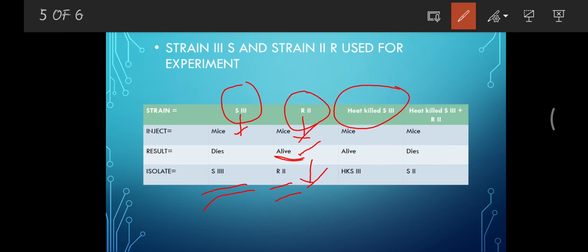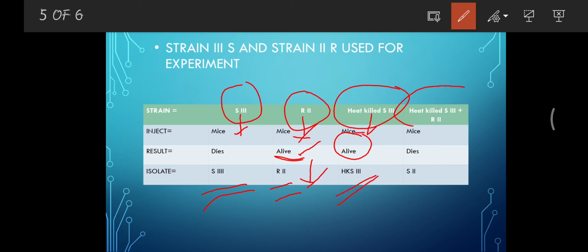He isolated the R2 strain. In the third turn he killed strain S3 of pneumococci via heat, high temperature. Using high temperature he killed the S3 microorganism and injected it into the mice. What he found was that the mice stayed alive and did not die, because the capsule was denatured due to high heat. Thus he isolated only heat-killed S3.